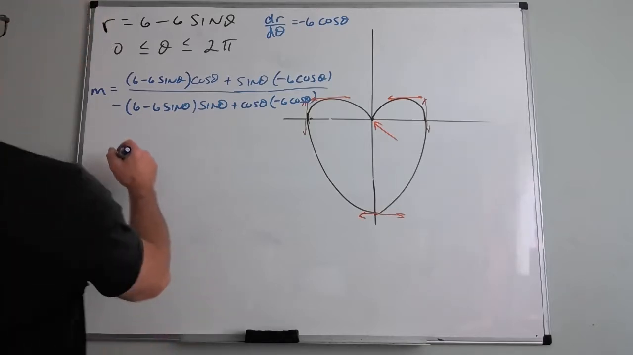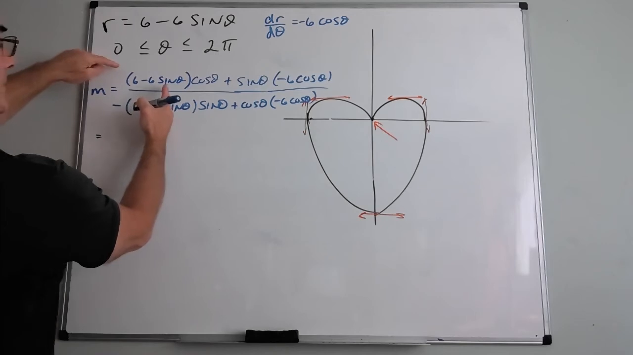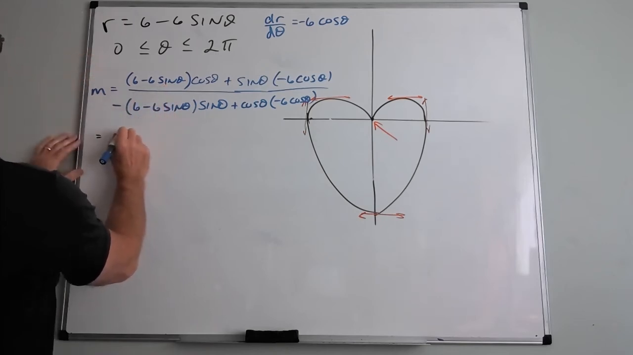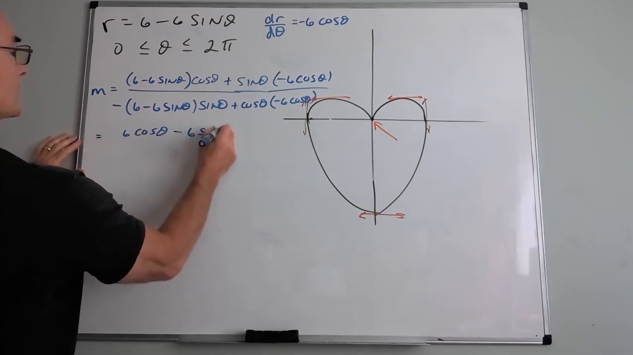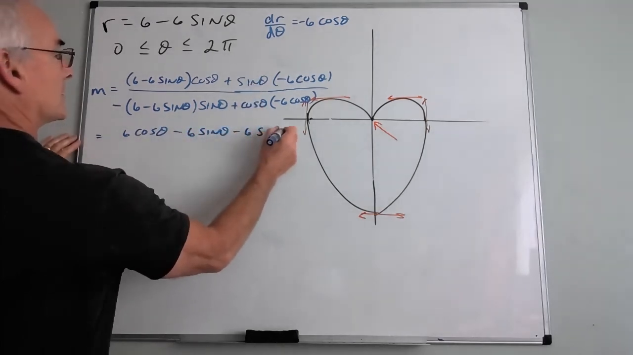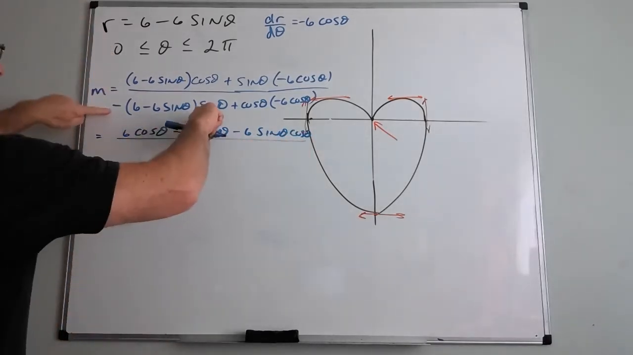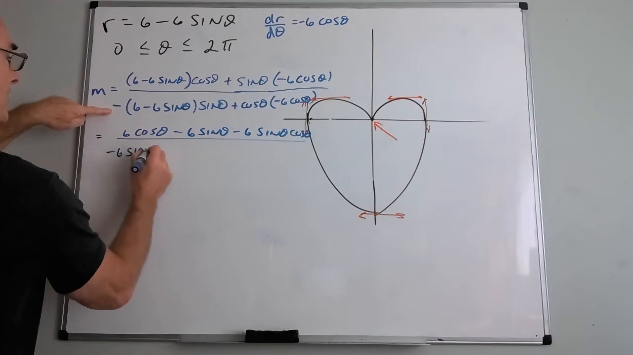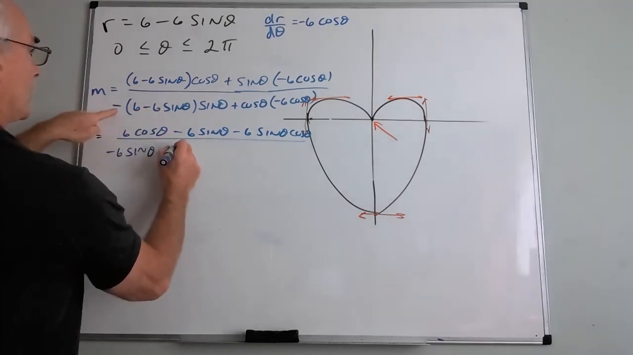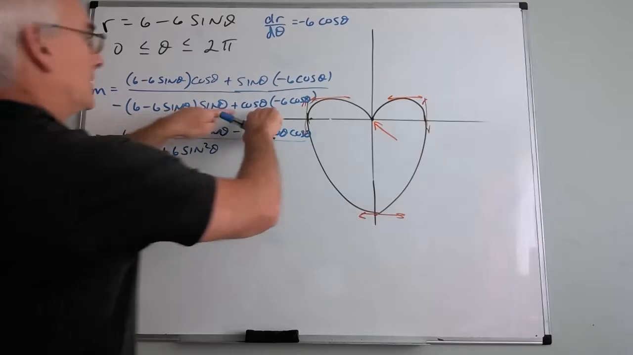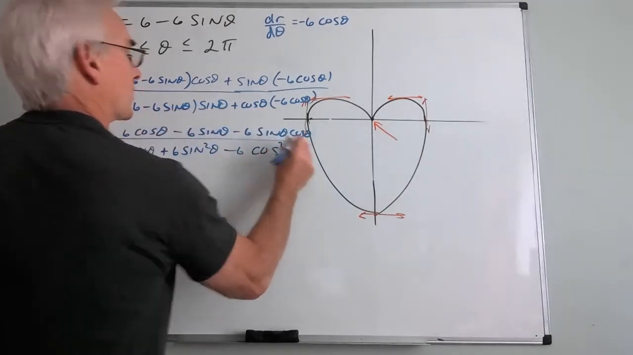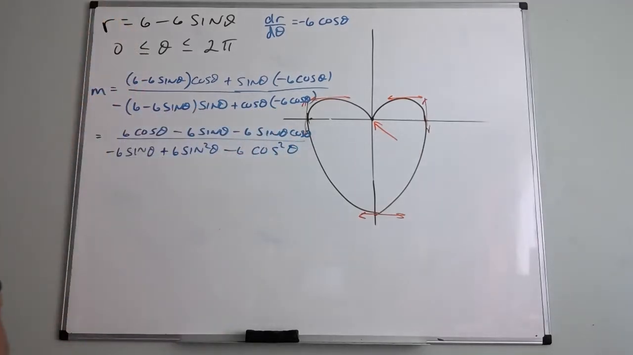On the top, it looks like I'm going to get, if I distribute here, let's see, 6 cos minus 6 sine cos minus 6 sine cos. Ugh, okay, a little squished. On the bottom, -6 sine theta plus 6 sine squared theta minus 6 cos squared theta. Now at this point here, do you all agree that we can get rid of some 6s? Obviously, every single term has a 6 in it.